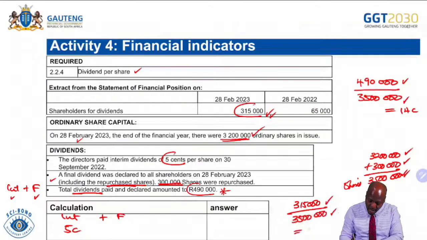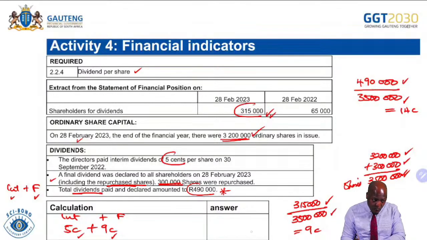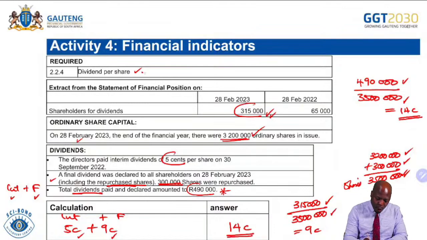Okay, you get 9. I hear someone saying 9 cents. So you come here, then you say plus 9 cents. So it is your 5 cents interim plus your 9 cents final. That will give you 14 cents, which is the same as what we had got over there. 14 cents becomes your dividends per share.